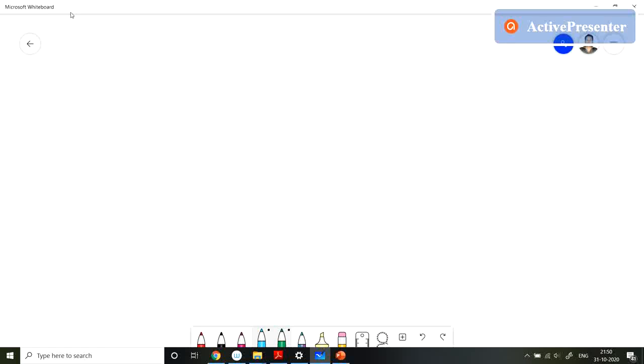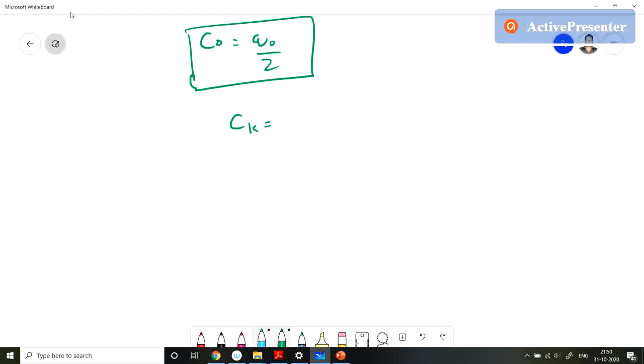The relation between this ak and bk with ck is that c0 = a0 divided by 2. This is the first relation. So we can prove that. ck = 1/T0 times the integral of x(t) e raised to the power minus j 2 pi f0 k t dt.